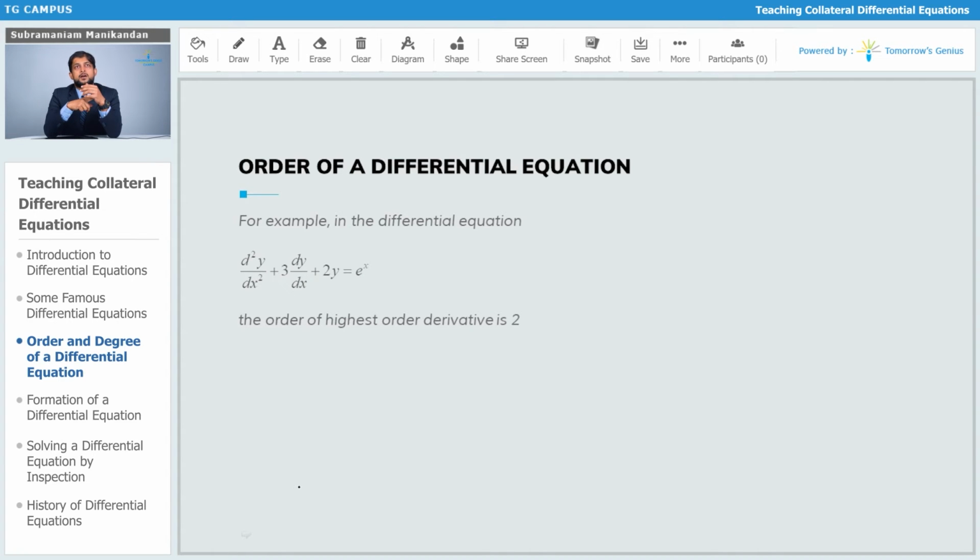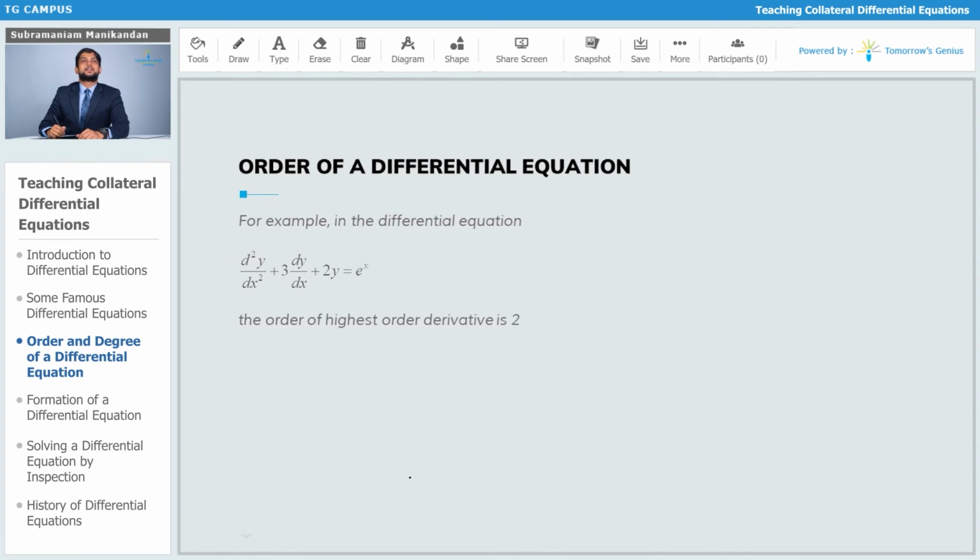What is the maximum number of times that y has been differentiated in this equation? As you can see, in the first term y is differentiated 2 times. That is why the notation is d square y by dx square. The second term contains only dy by dx, which means differentiation 1 time. Since 2 is the maximum number of times that y has been differentiated, we say that the differential equation is of order 2. So the order of the highest order derivative in this differential equation is 2, therefore its order is 2.